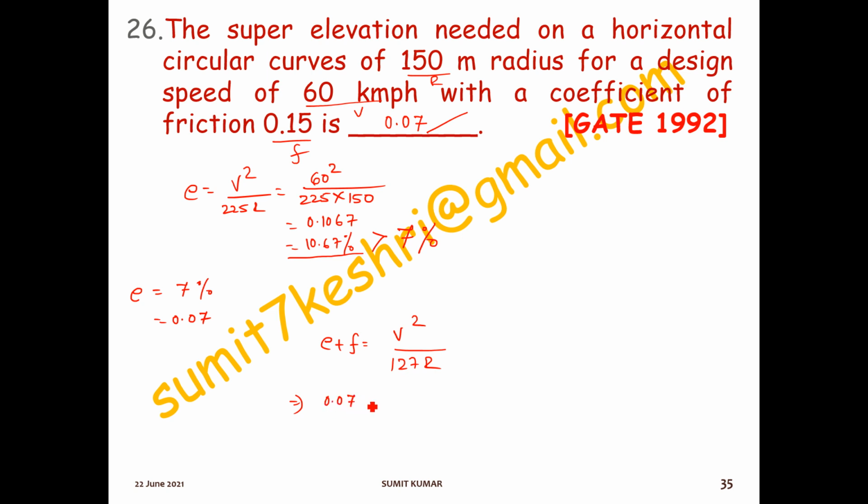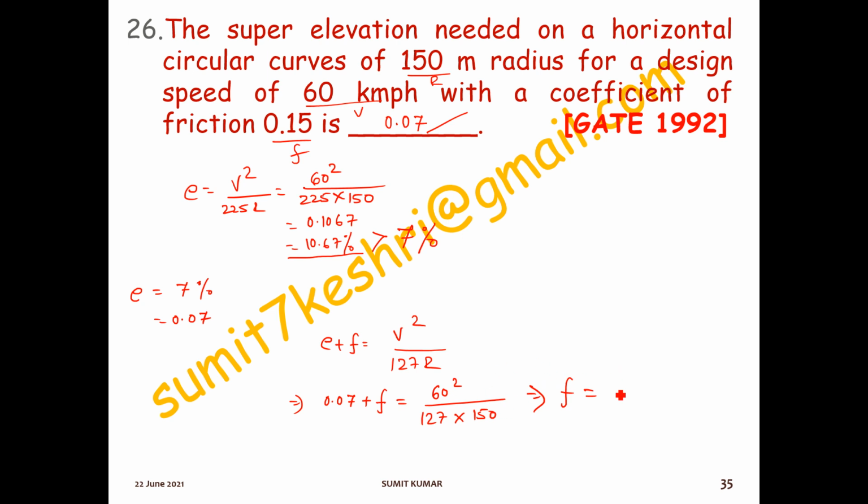Okay, that is 7% maximum value for E, and F is how much? 0.15. Sorry, F we need to calculate. V is 60 square divided by 127 into R, where R is the radius, 150 meter. So find F here.